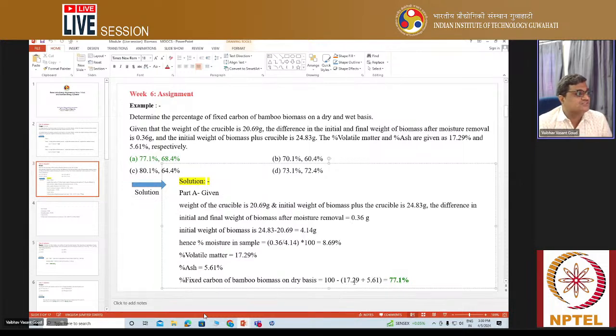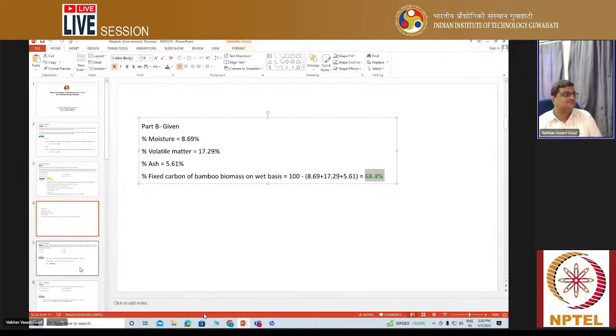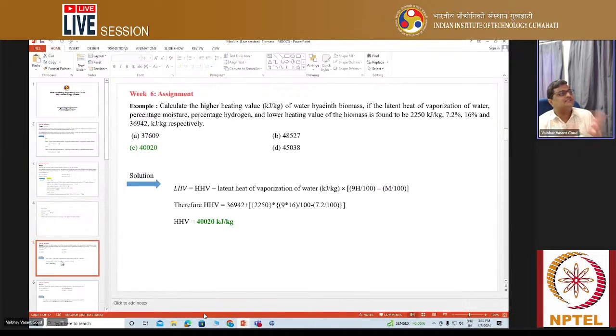Okay. So similarly, if you have to calculate on the weight basis, then you can include the moisture content in the biomass. That is 100 minus moisture content plus volatile matter plus ash. That gives you the fixed carbon of the specific biomass on the weight basis. Clear?